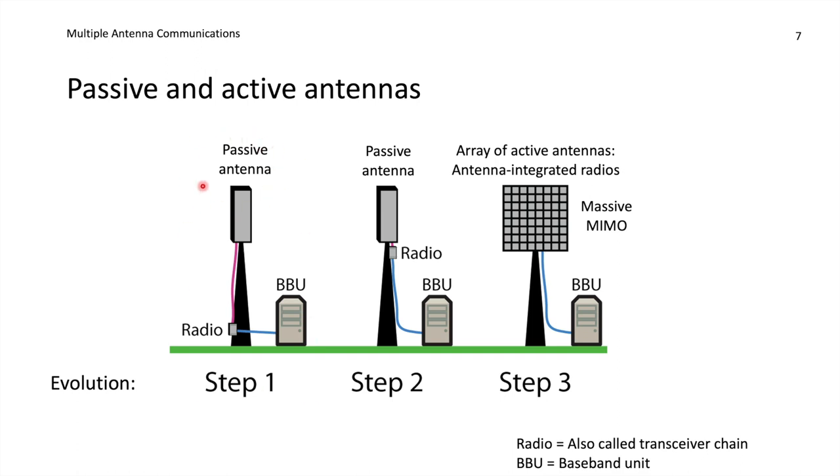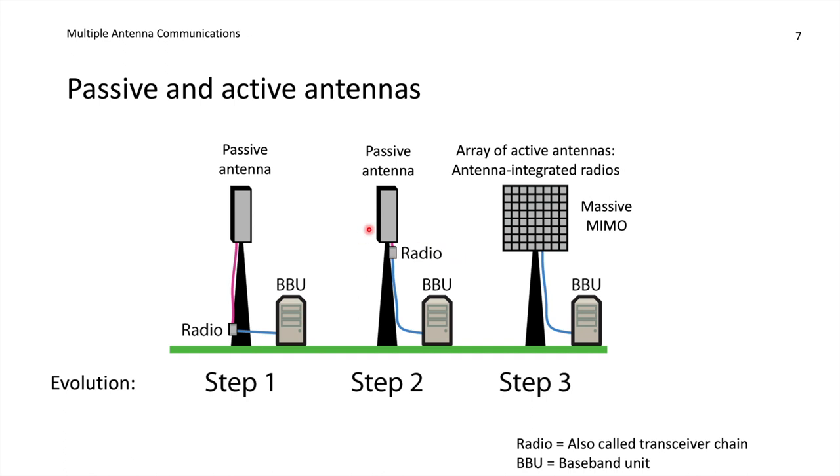We have a passive antenna, an antenna that is radiating in the same way all the time. And then we have a radio unit that is generating an analog signal that the antenna should radiate, and it's put underneath the antenna, down at the base here, while the antenna is up in a tower or at a rooftop. And then the radio is connected with a baseband unit, a BBU, and the radio is also sometimes called a transceiver chain. And this is essentially how base stations were built in the 3G era and before.